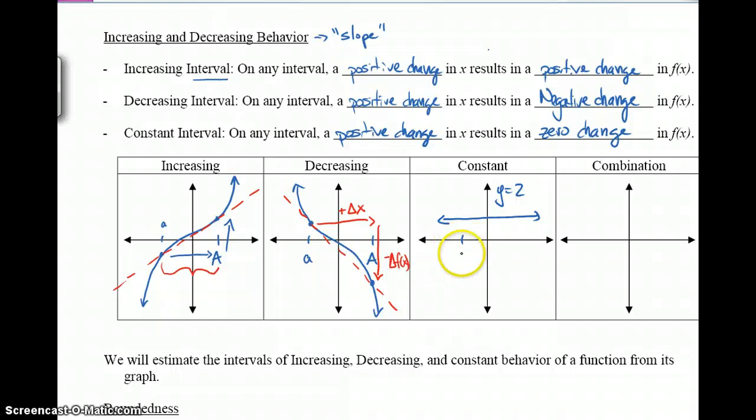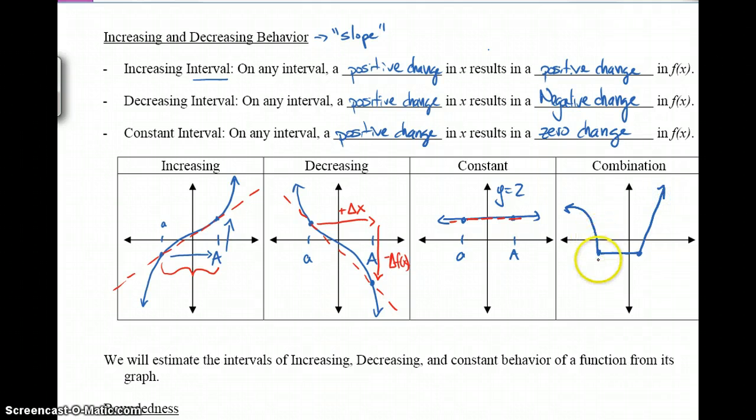So if I pick my a and my A, capital A and lowercase a, I see that there is no change, that the slope of this line is 0. So far I've drawn an increasing function, a decreasing function, and a constant function, something that is always that type throughout the function. But we can actually have a combination. It does not need to just be one. So I can have a part that is decreasing, a section that is constant, and a section that is increasing.